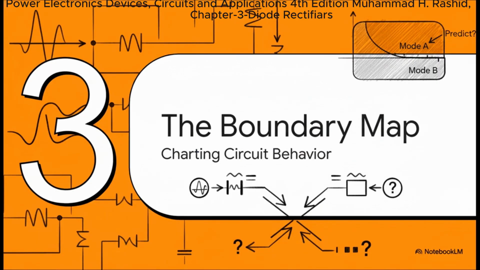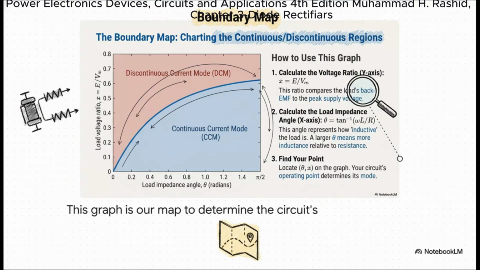Okay, so we know these two modes exist. That's great. But the real question for any engineer is, if I give you a circuit with certain parts, how can you predict which mode it's going to be in before you start doing all the heavy math? Well, this is the answer. This boundary map. And it is an absolutely killer tool for engineers. Just by calculating two simple, normalized parameters from our circuit, we can pinpoint its operating mode.